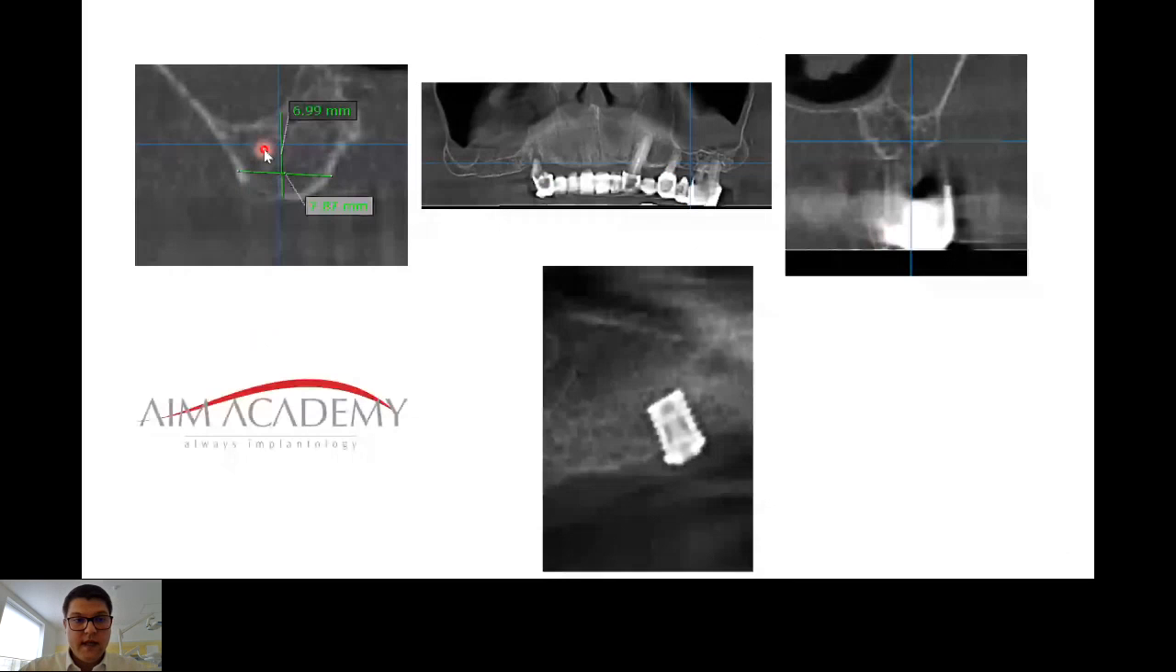And like you see here in this case, we have about 7 millimeters in this situation, inflammation of the sinus, very, very poor situation here. We remove everything, and in the lateral, I use short implants. I'm still waiting for the results.